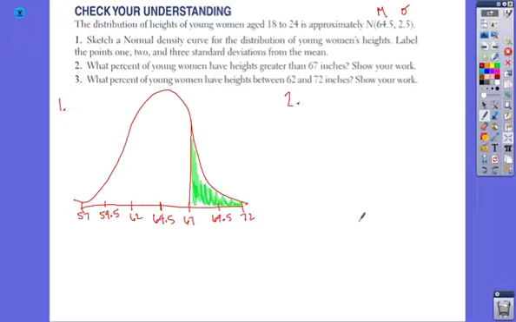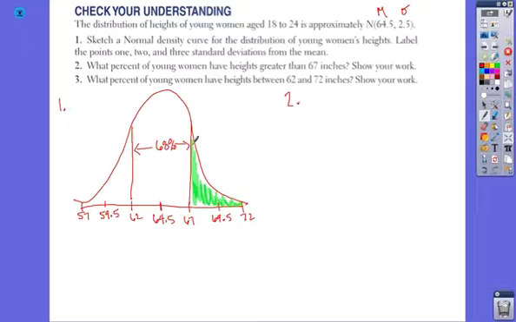What you would need to do for that is you would say 67 inches is 1 standard deviation away from the mean. So I know that anything that's 1 standard deviation away from the mean is between 62 and 67, and that would be 68% of everything that you were talking about.